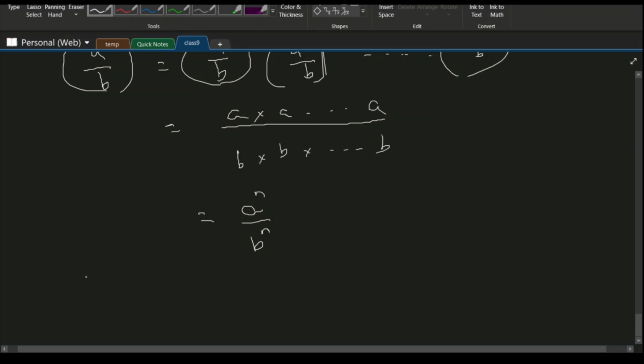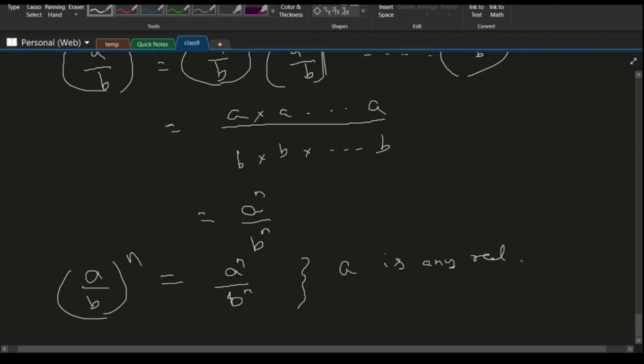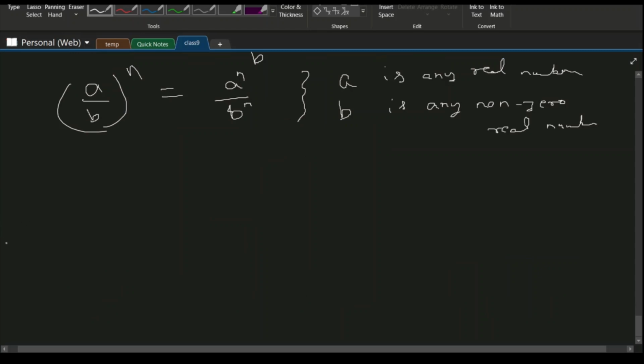Okay, so now we got this law here: (a by b) whole raised to the power n, so the power will get distributed like that. And if I want to put some conditions, a can be any real number, and for b what should we say? b is any non-zero real number.